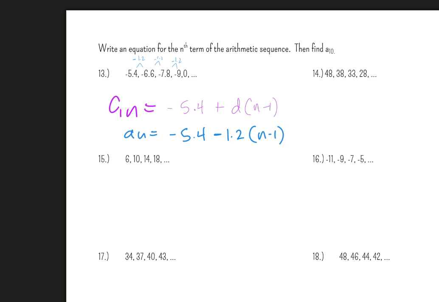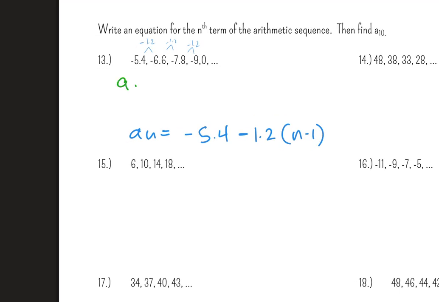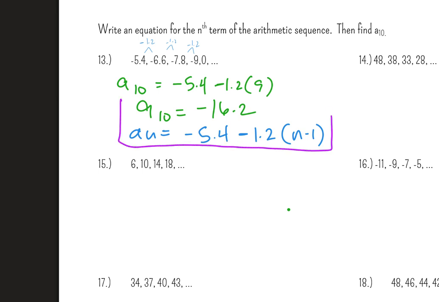And I'm going to erase this just so I can have some more room to write. Now to find the 10th term. So a sub 10 equals negative 5.4 minus 1.2 times 9. We get that a sub 10 equals negative 16.2. So 2 answers for this problem.